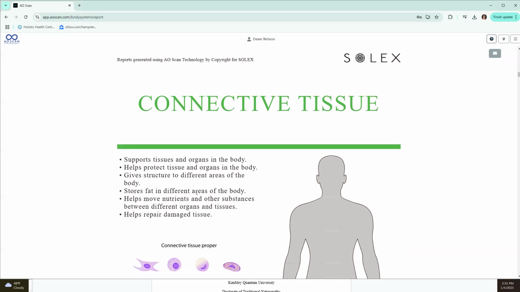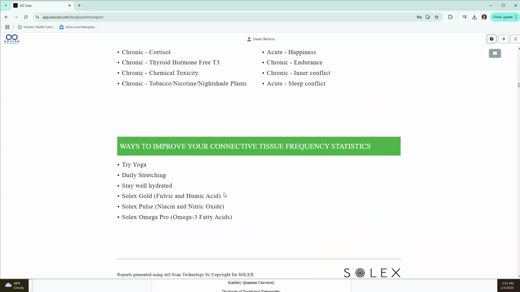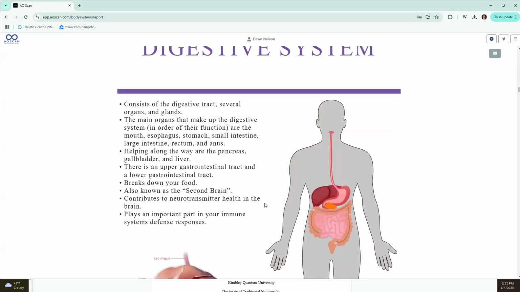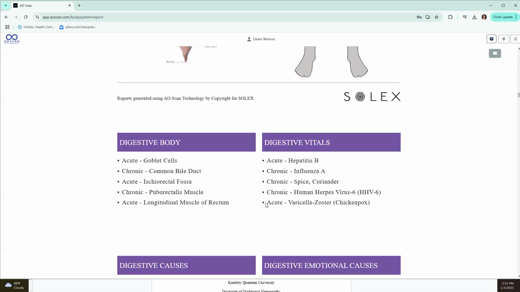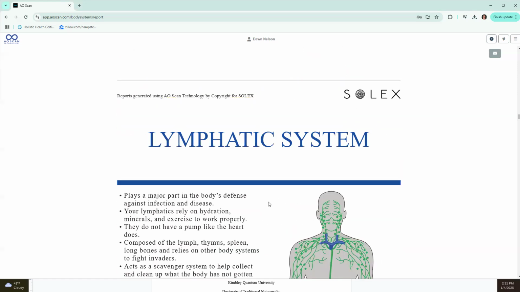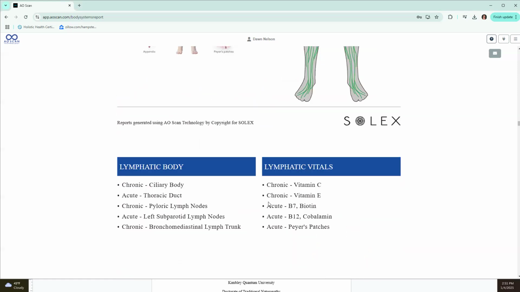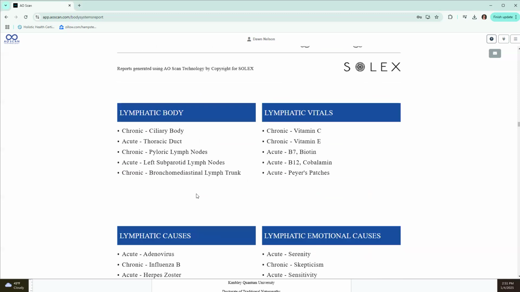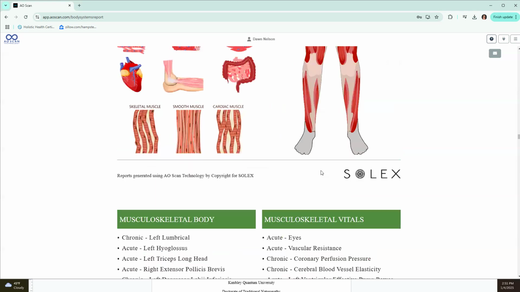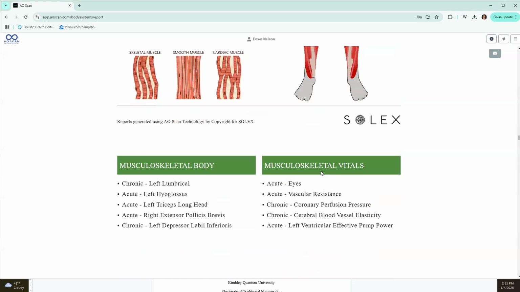So we have connective tissue. And again, it's the same format. So I'm going to go through these fairly quickly, just not to bore you. Digestive, endocrine, lymphatic. Okay, this I always like to look at to see where anything might be stuck in the body. A lot of B vitamins showing up there. Muscles. Okay.